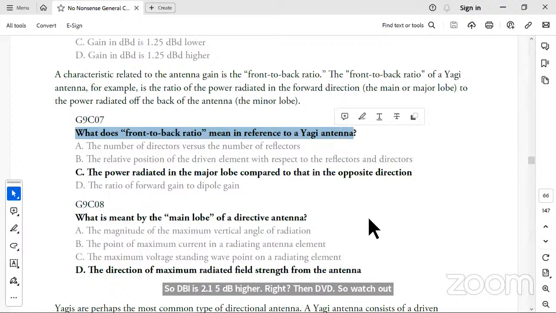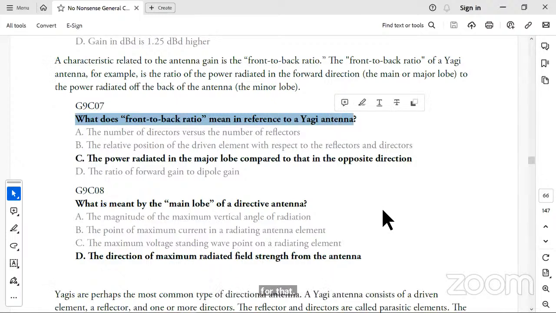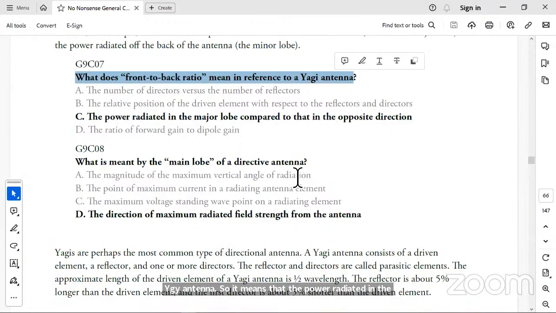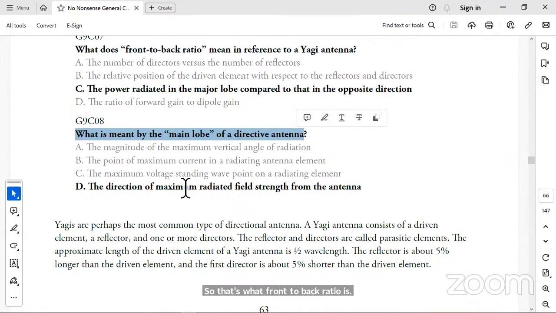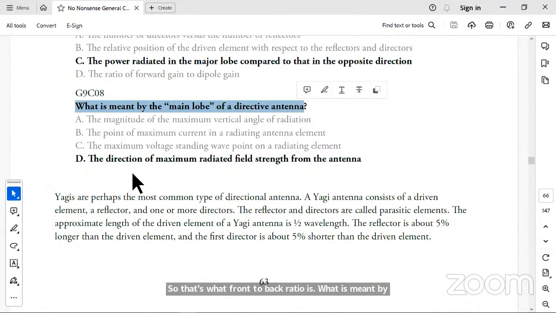What does front to back ratio mean in reference to a Yagi antenna? So it means the power radiated in the major lobe compared to that in the opposite direction. So that's what front to back ratio is. What is meant by the main lobe of a directive antenna? Well, that is the direction of maximum radiated field strength from the antenna.